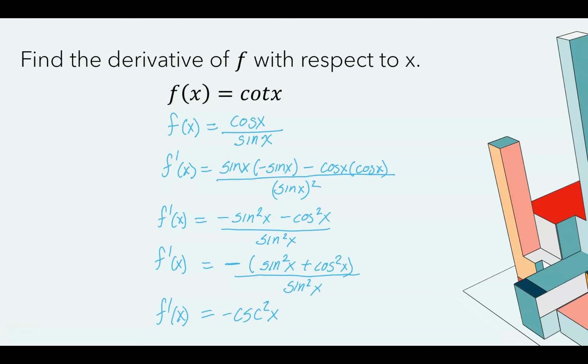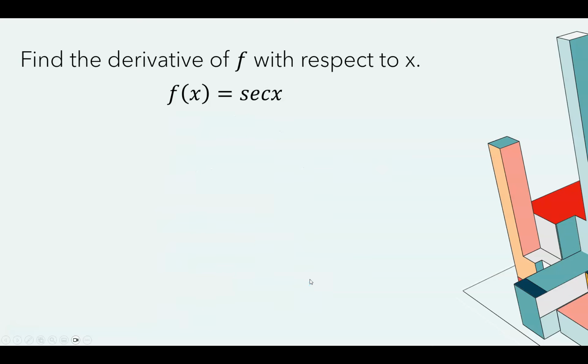And then again, we rearrange, and sine times negative sine is negative sine squared. Cosine times cosine is cosine squared. If you factor out the negative in the numerator, we again see, hey, that's going to be sine squared plus cosine squared is 1. And 1 over sine squared is cosecant squared. So the derivative of cotangent is negative cosecant squared.